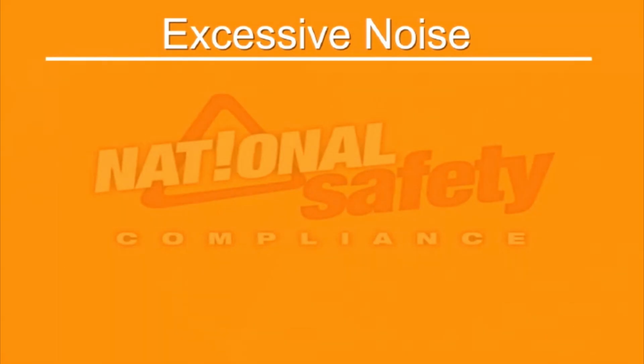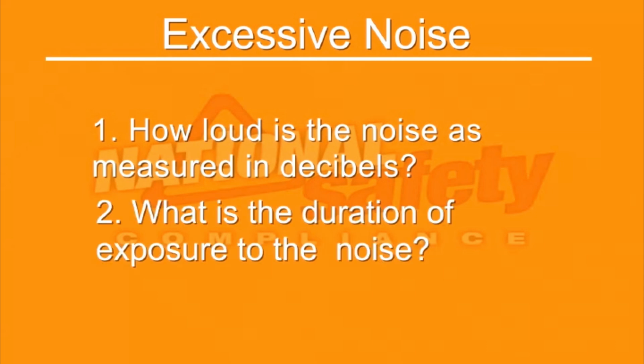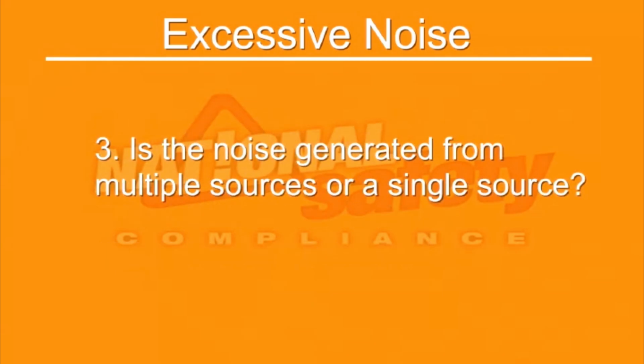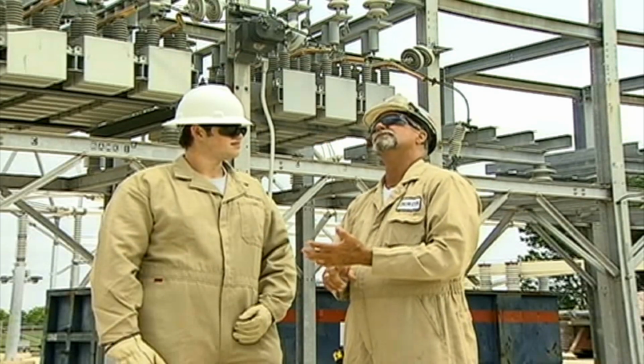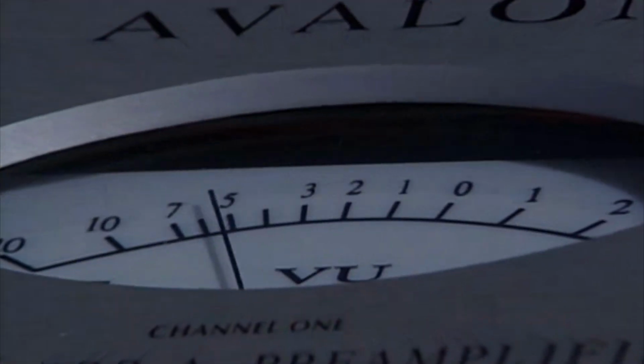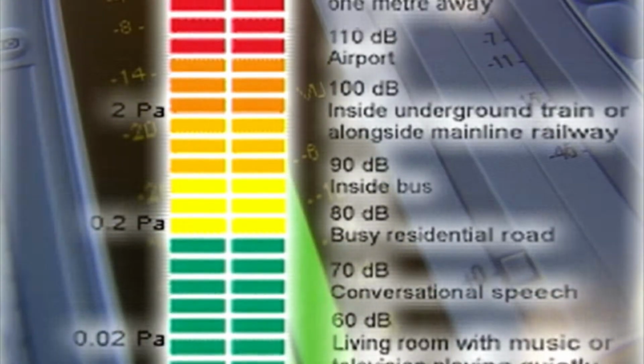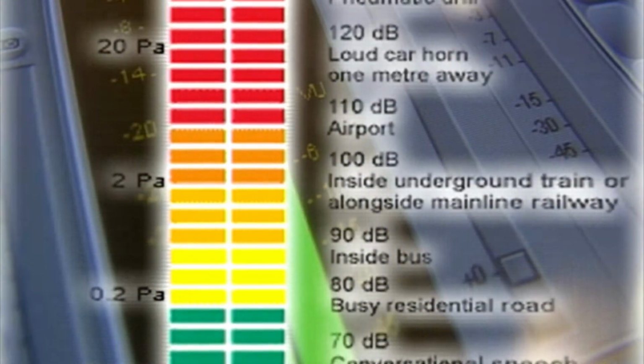Exposure to excessive noise depends on several factors. How loud is the noise as measured in decibels? What is the duration of exposure to the noise? Is the noise generated from multiple sources or a single source? The general rule is that the louder the noise, the shorter the exposure time before hearing protection must be provided. OSHA requires hearing protection if employees are exposed to 85 decibels or greater.